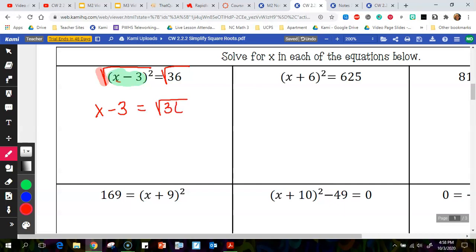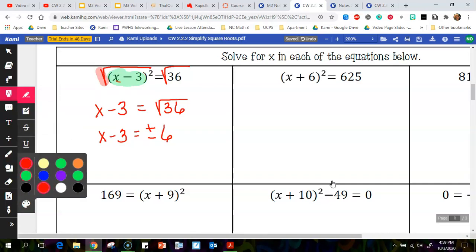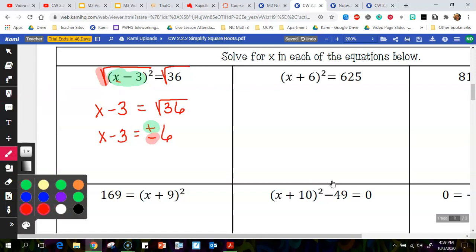So I want you to leave that like that. This is going to make it a little bit easier to do this. So if x minus 3 equals positive or negative 6, this is when you can do it one of two ways. It's probably going to be easier to split this up into two different equations. The first equation would have the positive 6 in it, and the second equation would have the negative 6 in it. So let's do that. I think that might be the easiest thing to do.